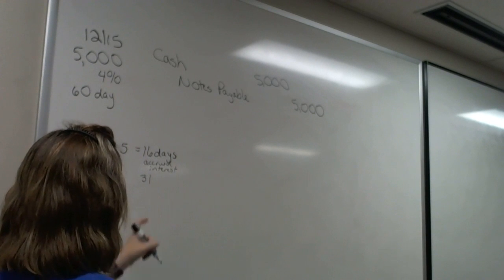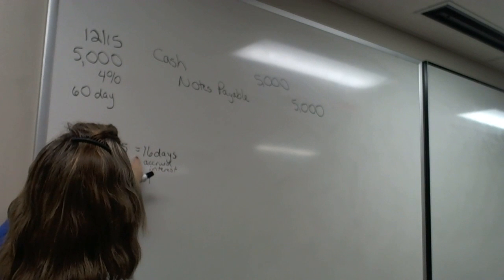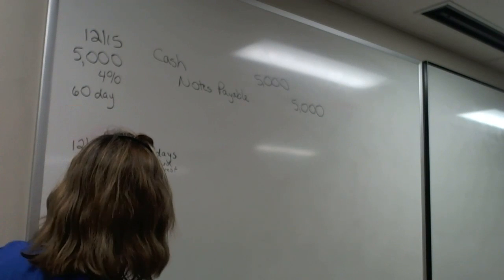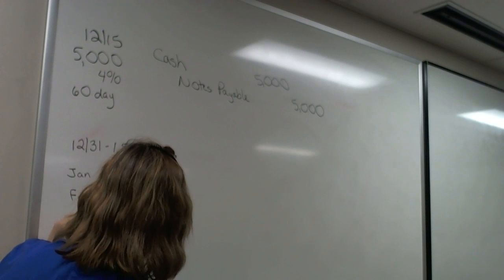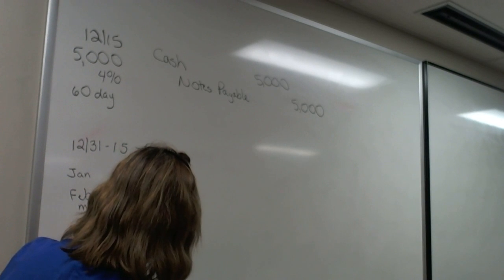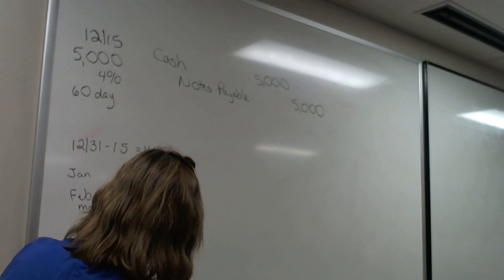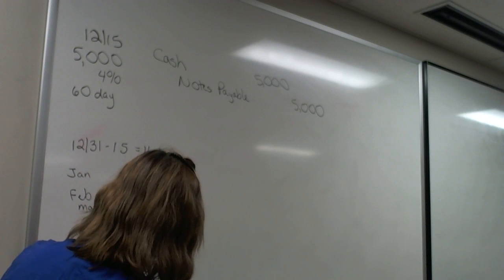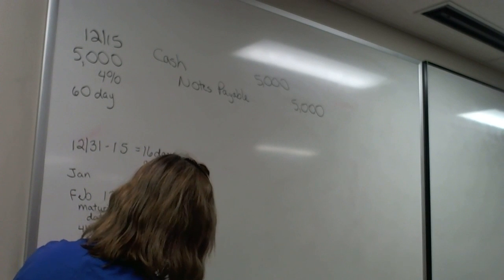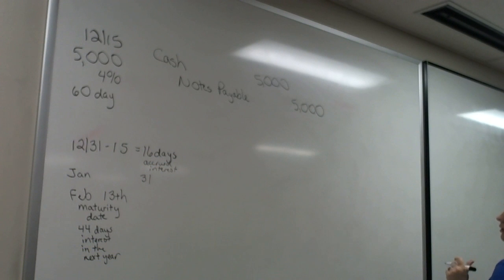Okay. So we're going to recognize 16 days worth of accrued interest here. And that would leave us with what, 44 days of interest left? I'm just going to jot that down. And the next year, I know that's tiny, but okay. So again, we have 16 days that pass from the 15th when this was issued till the end of the year. So we need to recognize that as accrued interest that we owe. And then this note is going to mature on the 13th of February. So we'll need to calculate the total interest and recognize the payment of that.